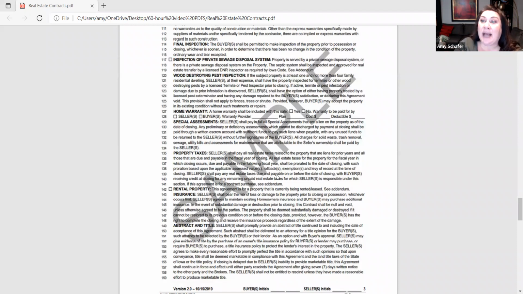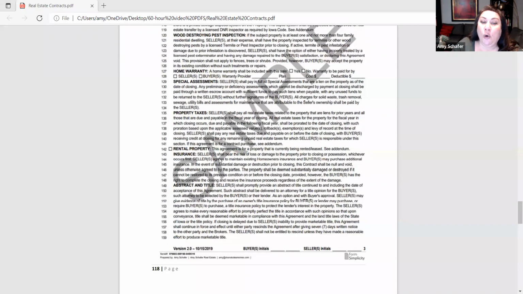Okay, because the taxes might be due either in an accrued or a prepaid fashion. And you'll learn more about that and how to do the math around it in calculations. Line 143 says that the homeowner or the seller will keep the property insured through the date of closing. That way, if there's any damage done to it, we know that they can make the repair. Line 149 says that they will do abstract and title.